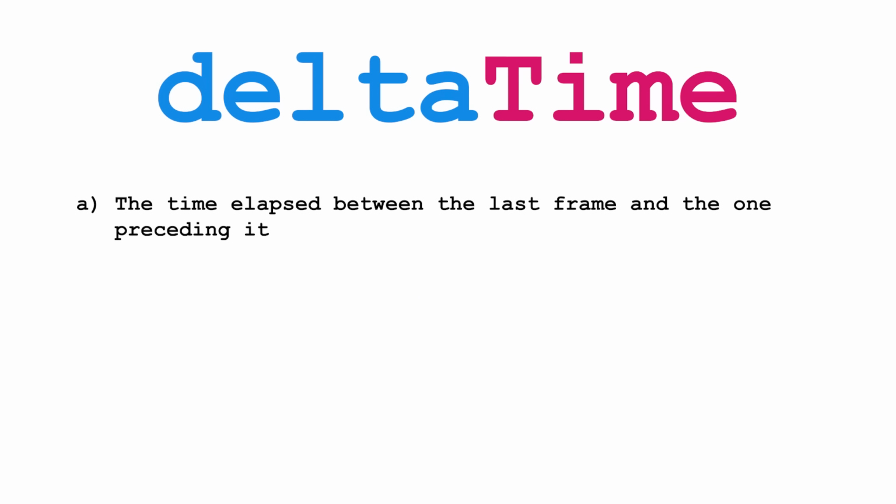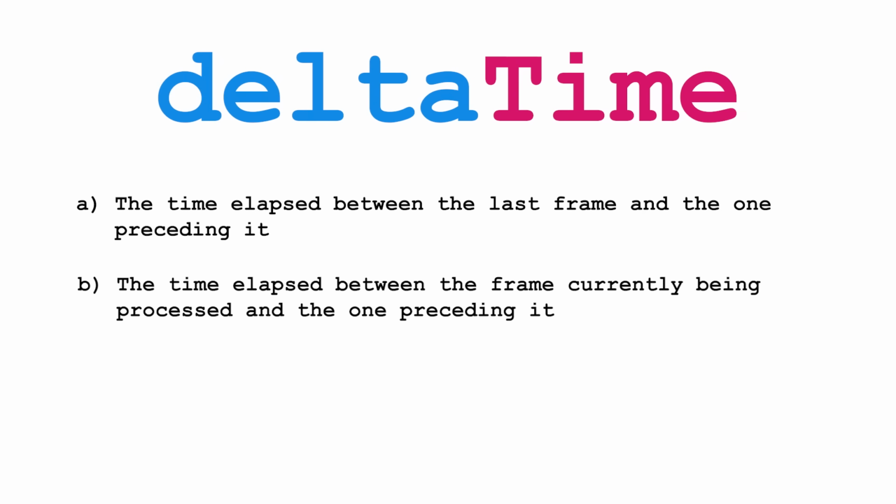Is it A, the time elapsed between the last frame and the one preceding it? B, the time elapsed between the frame currently being processed and the one preceding it?